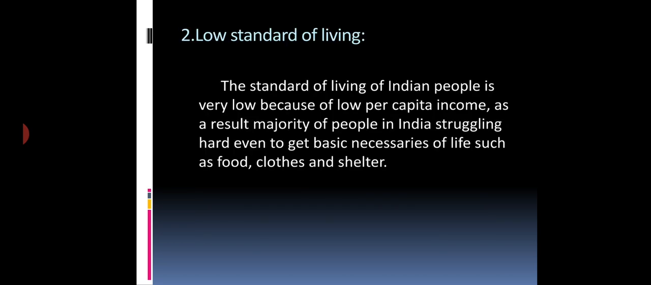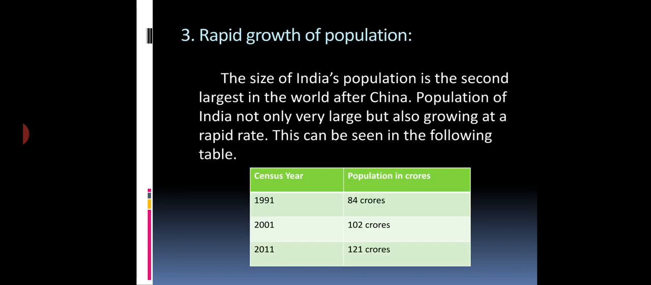The second basic characteristic of the Indian economy is low standard of living. The standard of living of Indian people is very low because of low per capita income. As a result, the majority of people in India struggle hard even to get basic necessities of life such as food, clothes, and shelter.